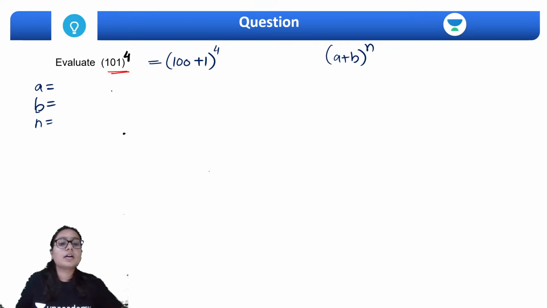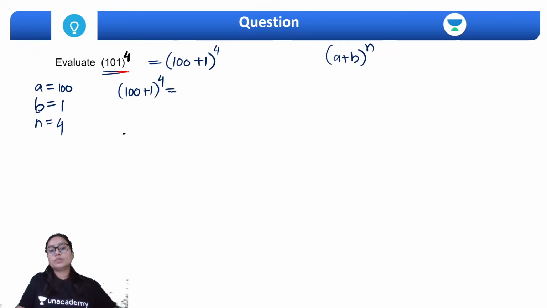Yes, correct, Prakhar. So the value of a is 100, the value of b is 1 and the value of n is 4. Okay, correct. Alright, so please try to solve this. You need to solve (100 plus 1) raised to the power 4 using binomial expansion. Please solve this and tell me the final value.